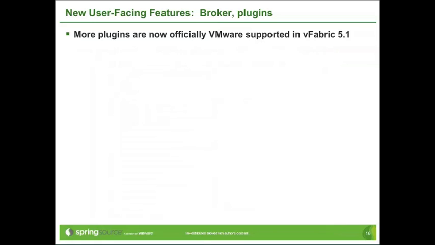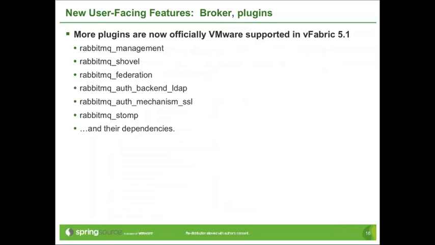In vFabric 5.1, VMware now supports more plugins, including the management plugin, which provides a web UI for administering Rabbit, as well as an HTTP API for monitoring tools or scripting or automation. The Shovel and Federation plugins are now officially supported, which allow you to connect RabbitMQ brokers or clusters across wide area networks at different sites.